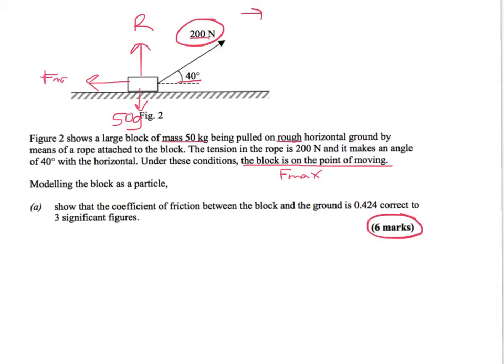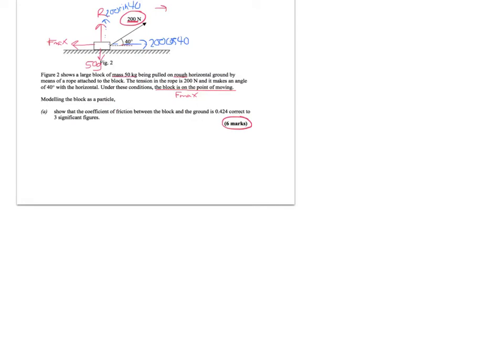So F max is going this way. Now all we need to do is resolve this 200, because it's going in a different direction to everything else. That's 40 degrees. So this one is 200, this is adjacent, so it's 200 cos 40. And going up this way, we've got 200 sin 40. Because it's on the point of moving, we know that the friction is F max, but it's not moving. It's on the point of moving, but it's not moving.